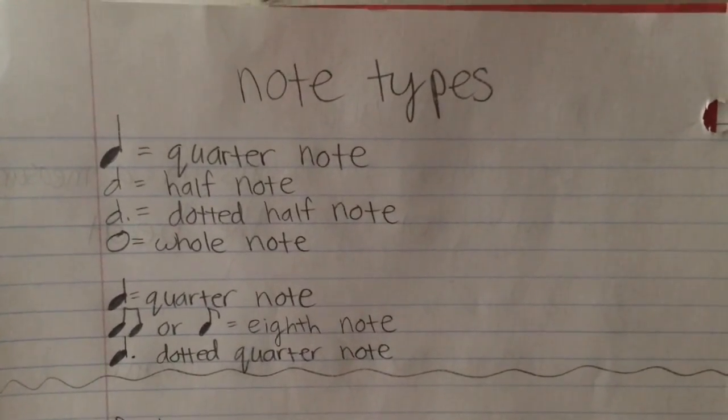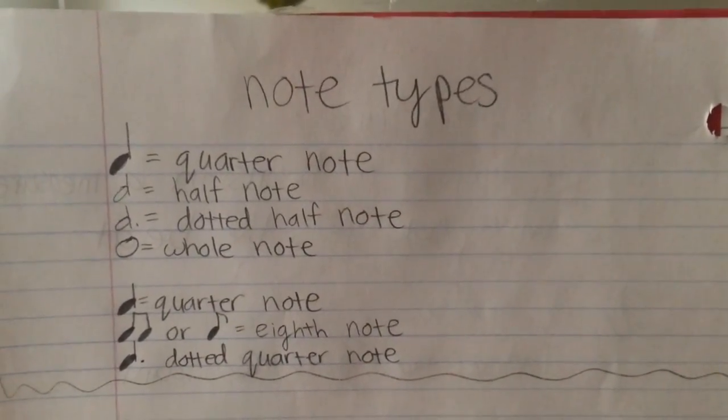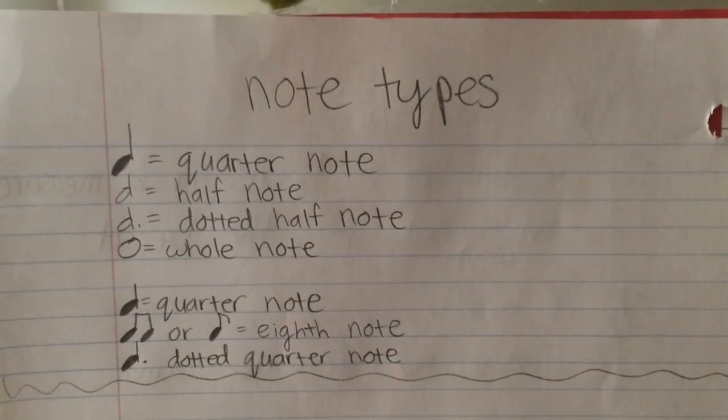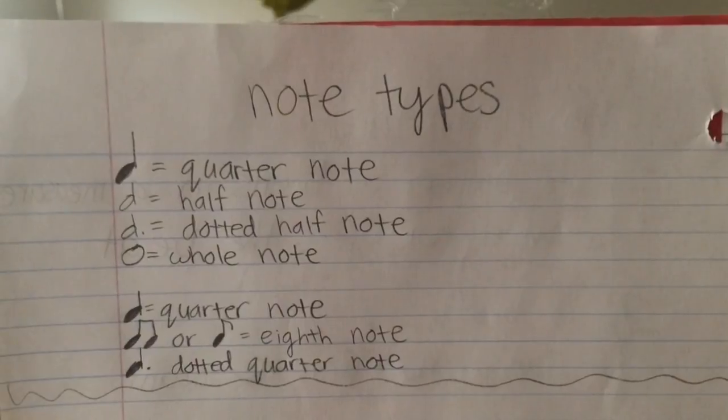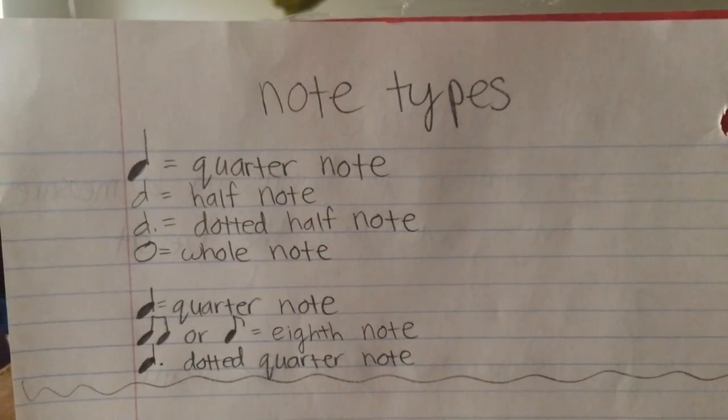And then there's the dotted quarter note, which gets 1.5 counts. And so generally you're going to see a single eighth note after a dotted quarter, so that you can complete the counts and have 2 counts, and it's easier to figure.